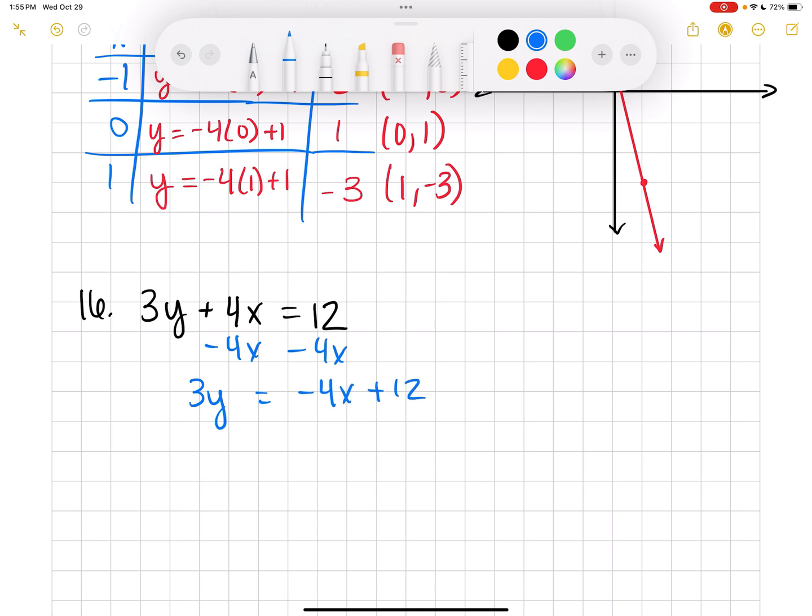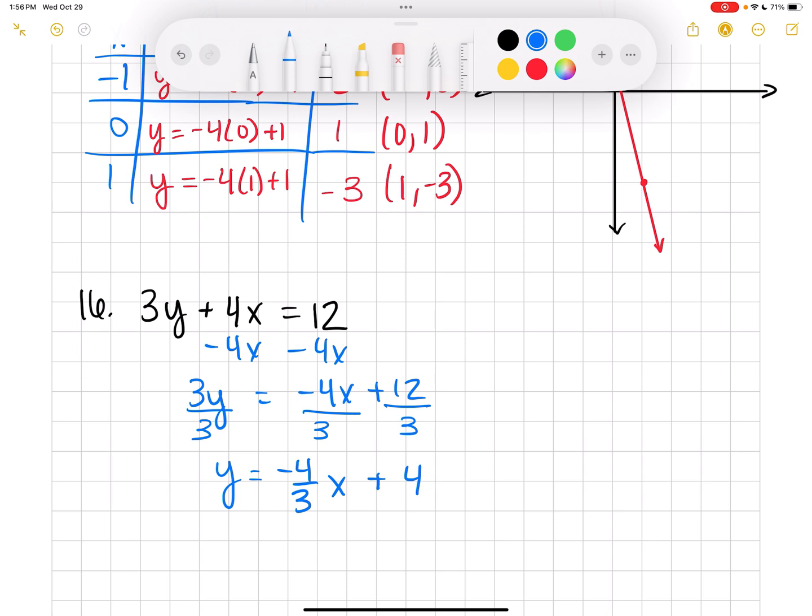Now, a little bit different than what we were doing in the last section. I showed you one like this, but instead of writing the whole thing over 3 like this, when we're doing graphing, just write each individual piece over it like that. So I'm going to end up with y equals negative 4/3 x plus 4. And this is really not so much for this particular section, but getting you into future sections, this is going to make your life easier.